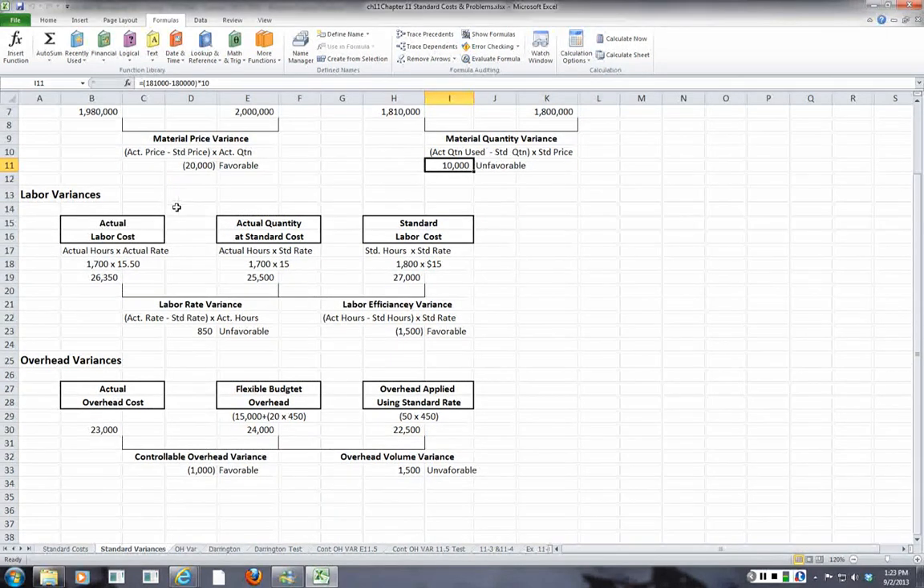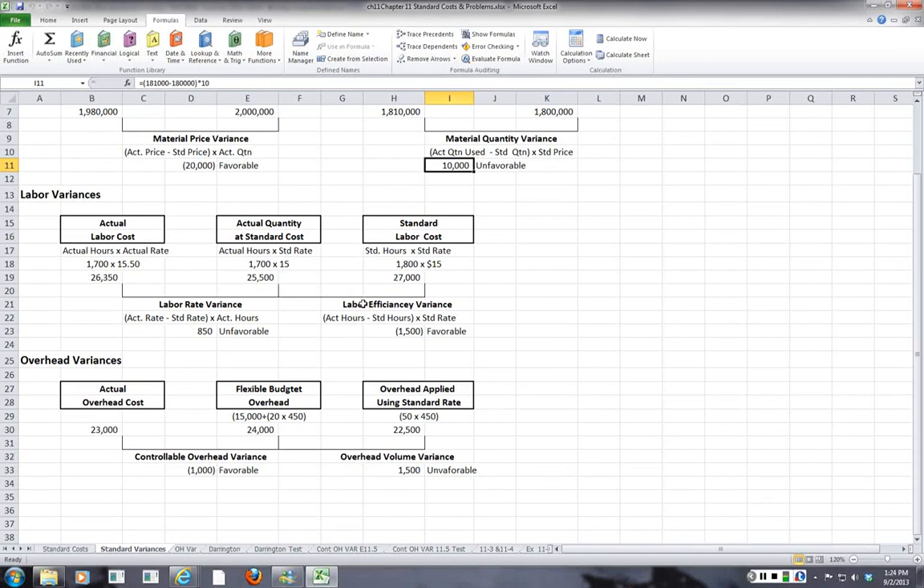Now let's look at the labor variance. The actual labor cost is the actual hours, in this case 1,700 hours, times the actual rate, which is $15.50. You multiply those together, and we come up with $26,350. That's the actual labor cost. The actual hours at standard cost is the actual hours, 1,700 hours, times the standard rate of $15, which is $25,500. So the difference between the two is $850, and it's unfavorable because the actual labor cost is greater than the actual quantity at standard.